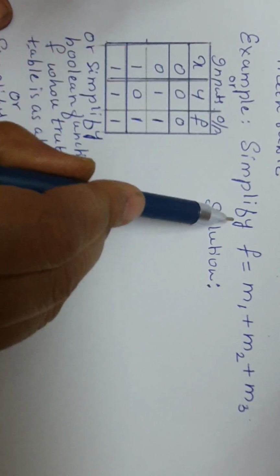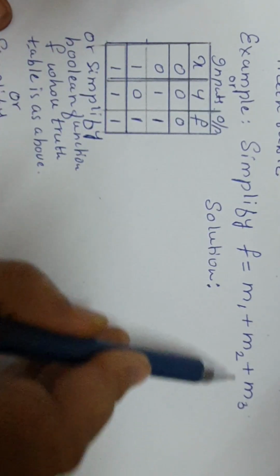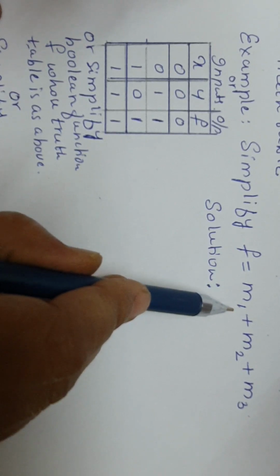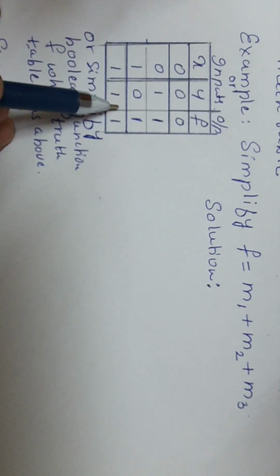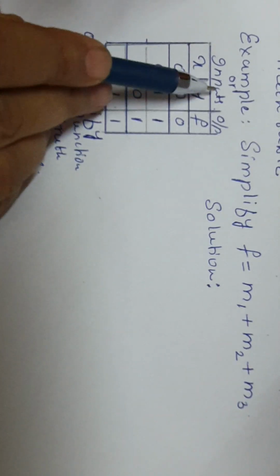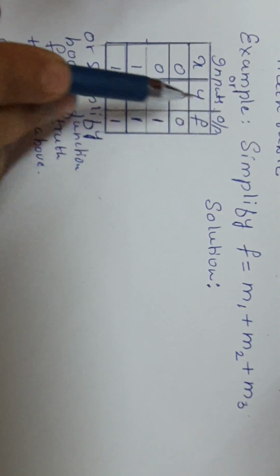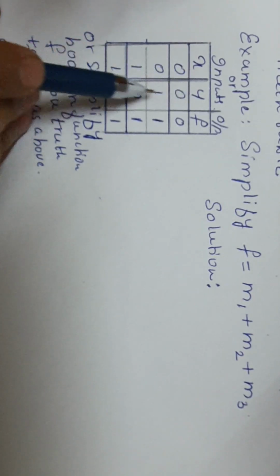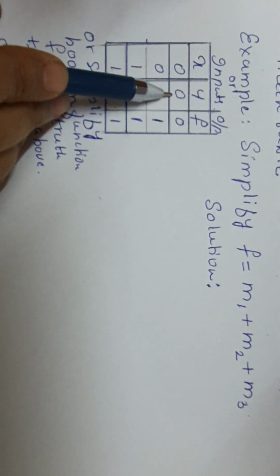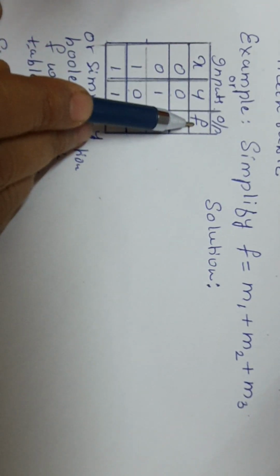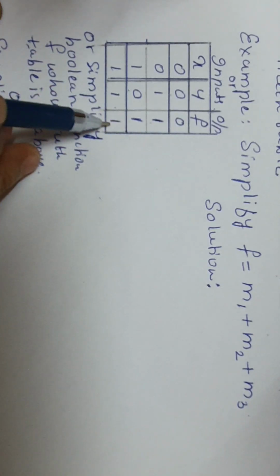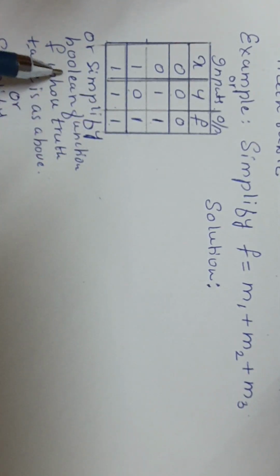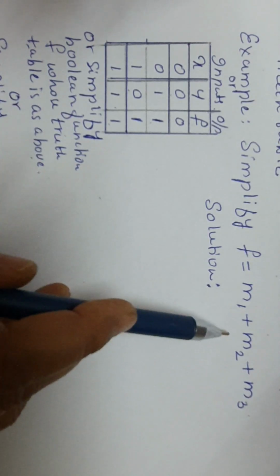So the example given is: simplify the boolean function. So this is one form of asking the question. Or they may give a truth table like this, where x and y are the inputs, f is the output. The four combinations for two variables are written here, and for each combination the value of output, that is f, is filled here. So we have to simplify the boolean function f whose truth table is as above. This is the second form of asking the same question.